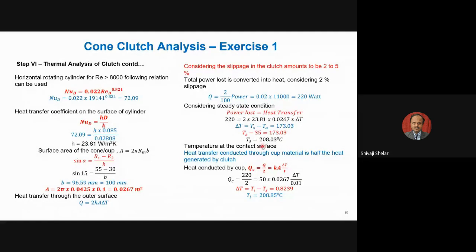Now similarly, we are using the material here for the plate as well as for the drum. You can see it here in the diagram.